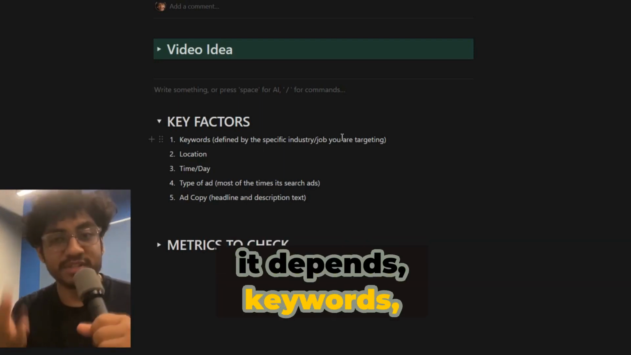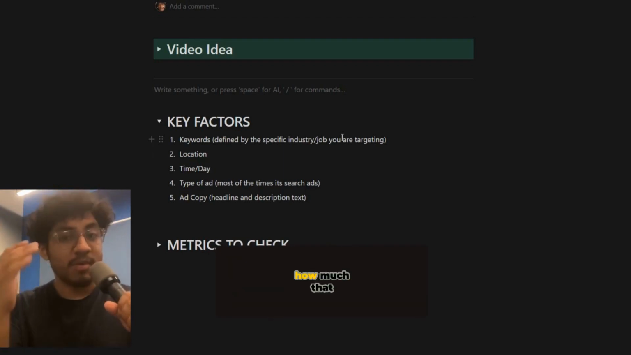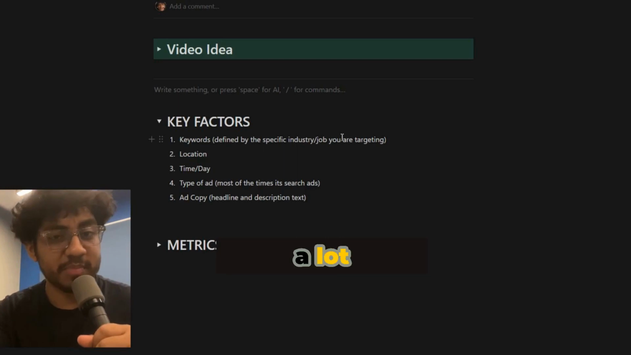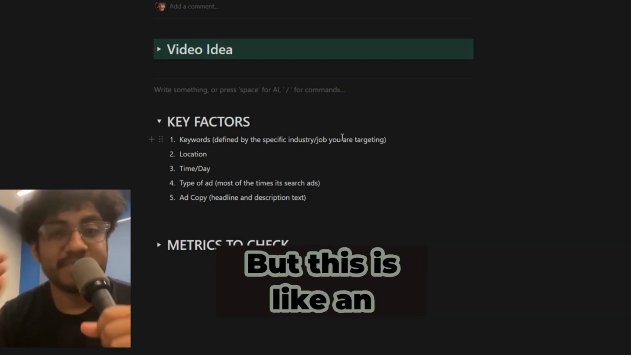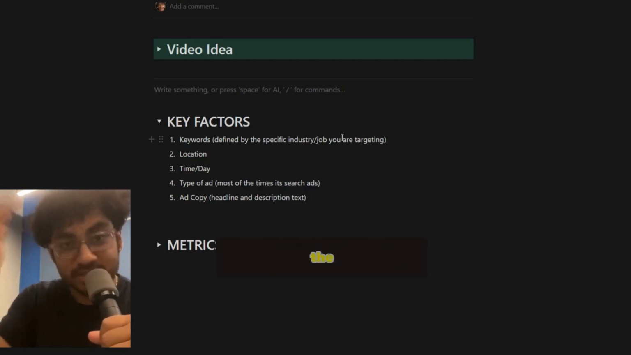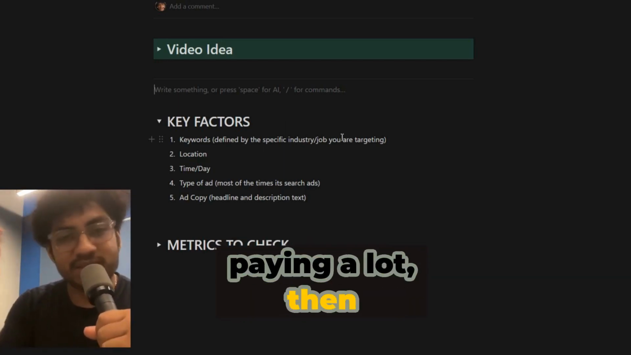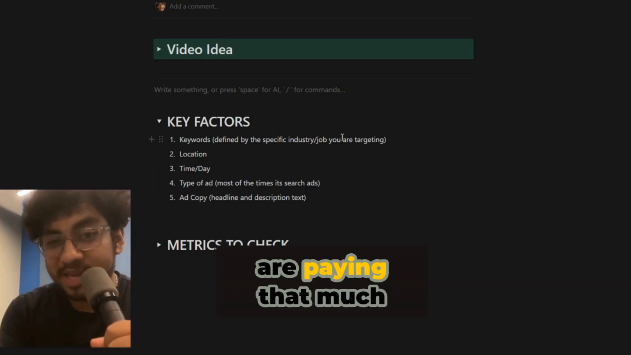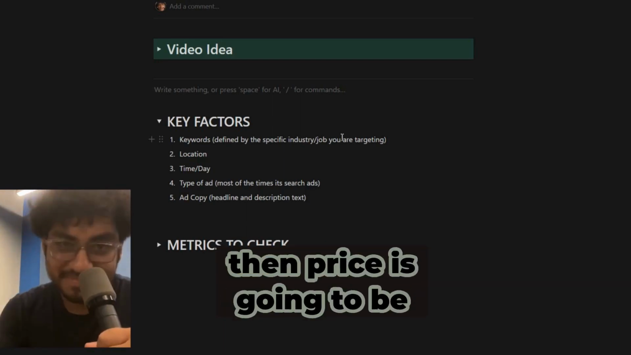So it depends on the competition, and on how much that competition is actually paying. There could be a lot of competition, but not a lot of people bidding high. This is like an auction. Whoever pays the most gets the lead, gets the click. So if a lot of people are paying a lot, then the keyword is probably going to be expensive. If not that many people are paying that much for a single keyword, then the price is going to be low.